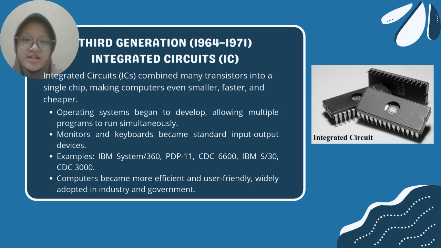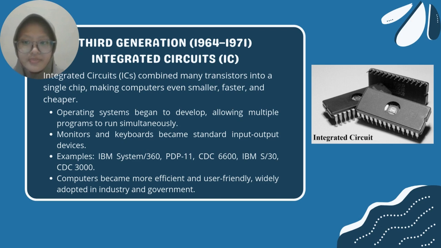In the third generation, integrated circuits, or ICs, combined many transistors into a single chip. This made computers even smaller, faster, and more affordable. Operating systems started to appear, allowing multiple programs to run at the same time. Monitor and keyboard became standard input and output devices.